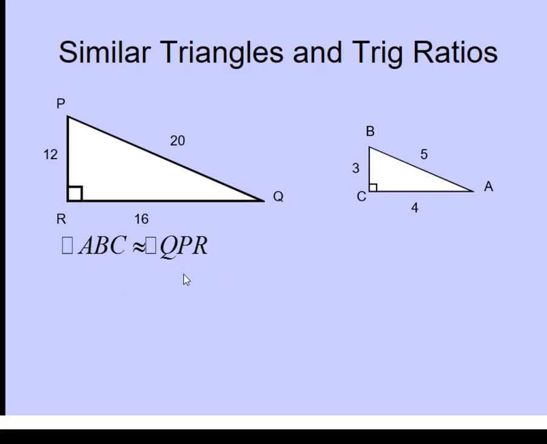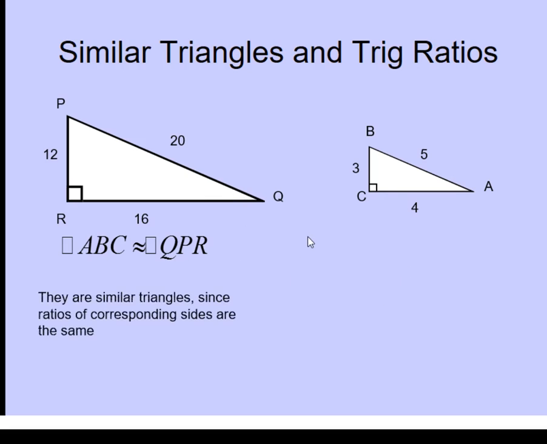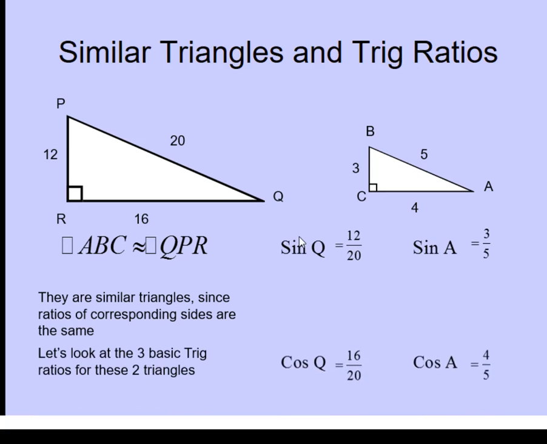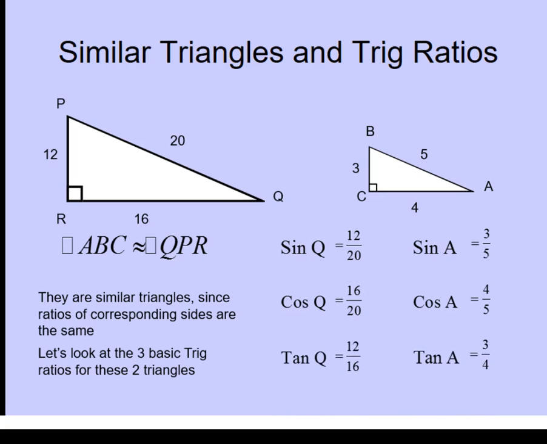In this case, what we're saying is triangle ABC is proportional to triangle QPR. And so if we know the angles on one, we'll know the angles on the other. They're similar triangles. And you can see that the ratios are the same. You'll get the same number.